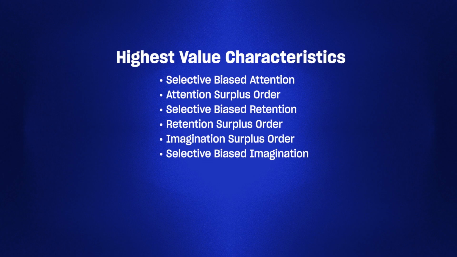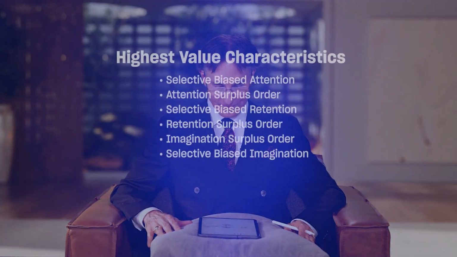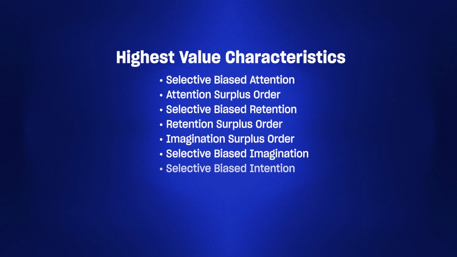That means for creative imagination and foresight in your brain, in your frontal cortex, you can see things and anticipate things up front if it's highest on your values. If it's low on your values, you don't anticipate it. You're looking for immediate gratification, not long-term vision. You also have a selective biased intention and an intention surplus order.